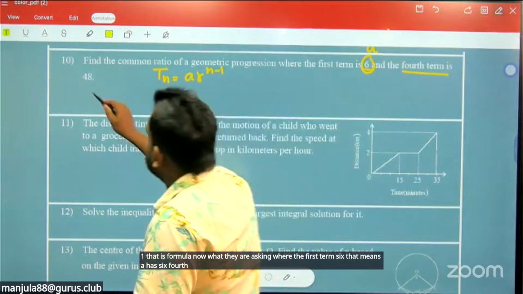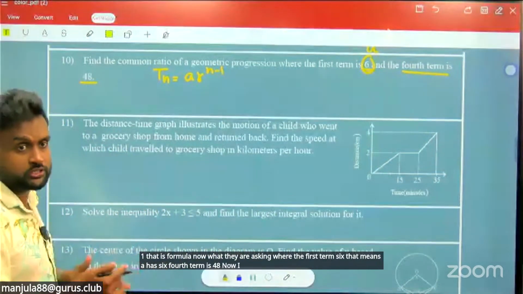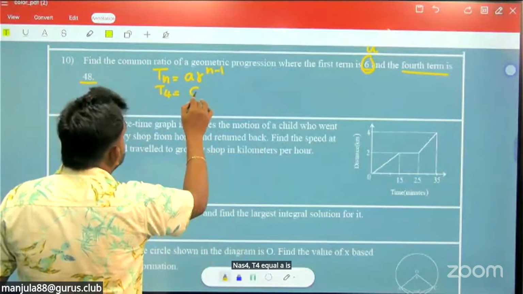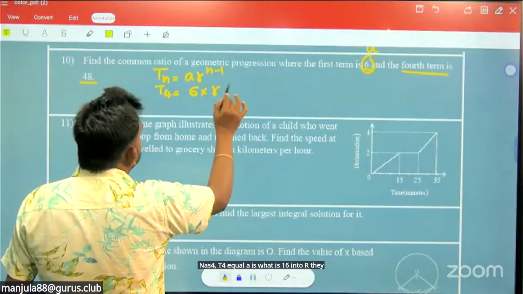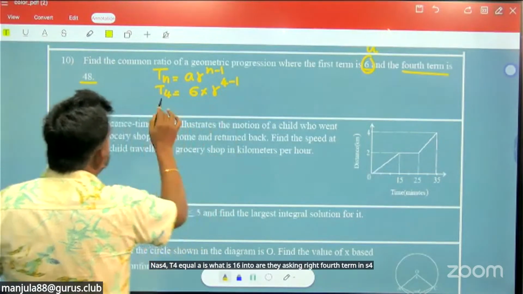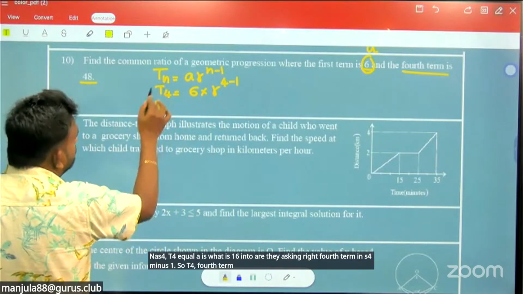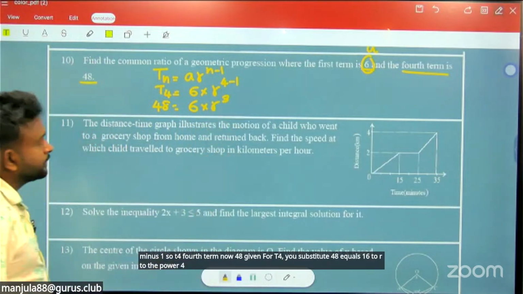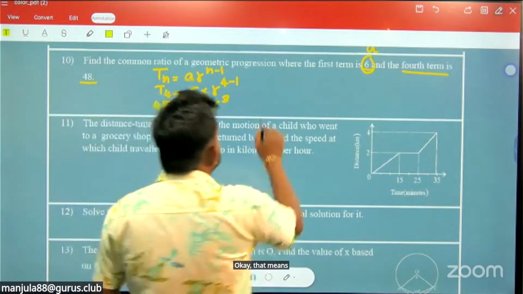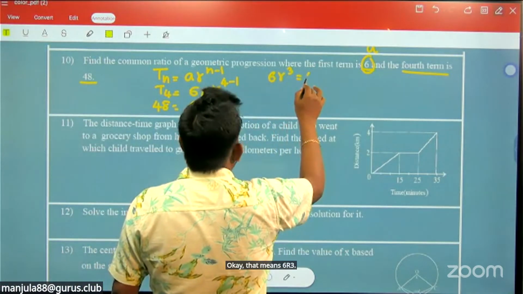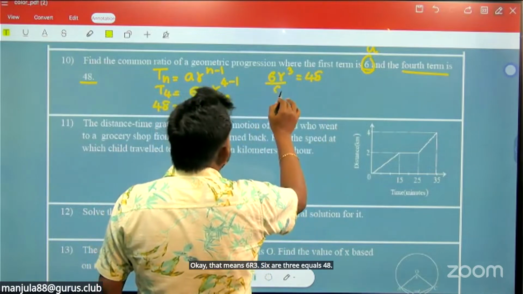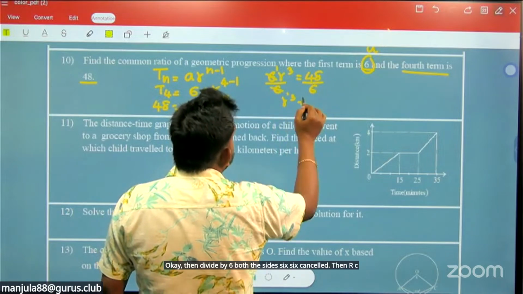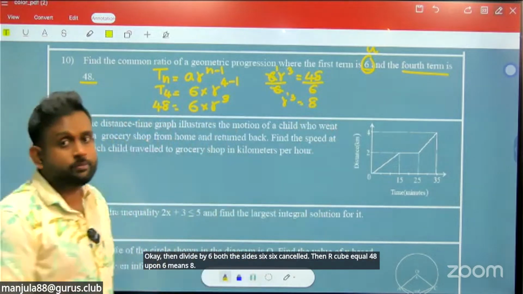The fourth term is 48. Now I substitute for the fourth term, n as 4. T4 equals a, which is 6, into r to the power 4 minus 1. The fourth term is given as 48. So substitute 48 equals 6 into r to the power 4 minus 1, that is 3. That means 6r^3 equals 48. Then divide by 6 on both sides, 6 cancelled. Then r cube equals 48 upon 6, which means 8.